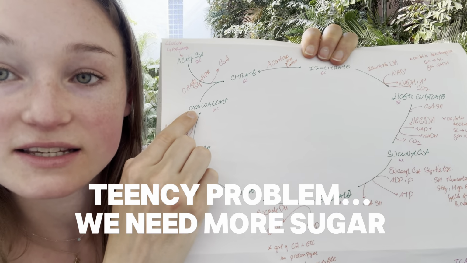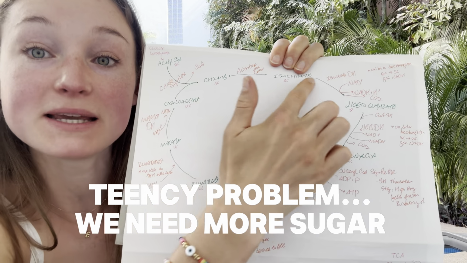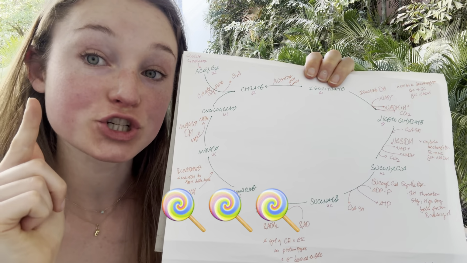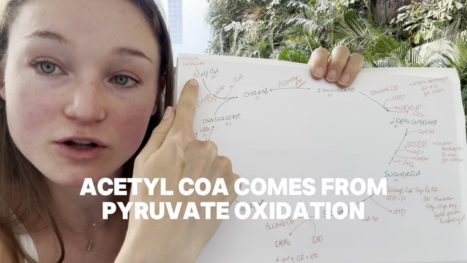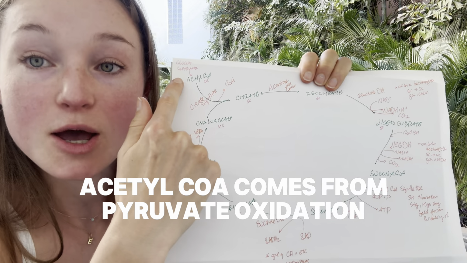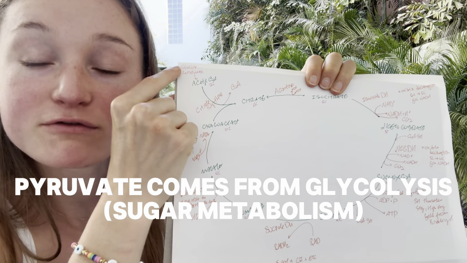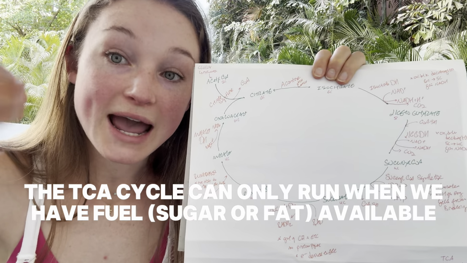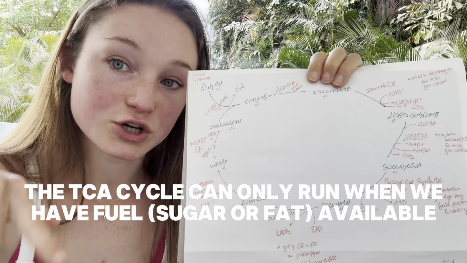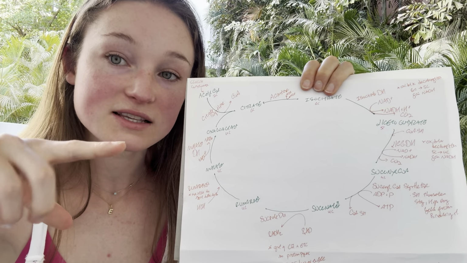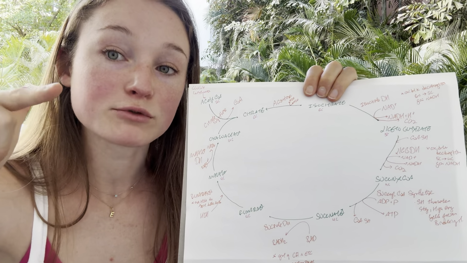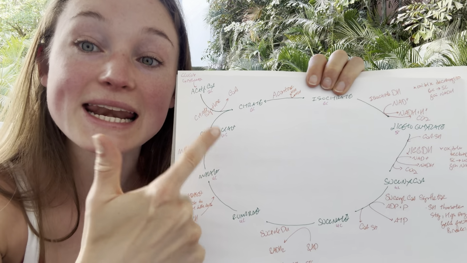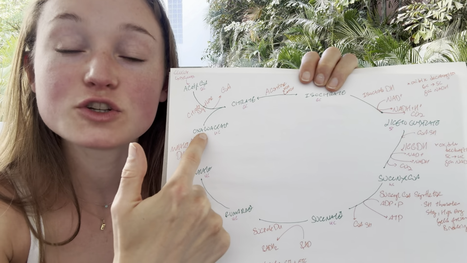Now we have oxaloacetate. We cannot spin this cycle again until we have citrate. This is where sugar is really important, because this acetyl CoA comes from pyruvate. Pyruvate comes from glucose from the process of glycolysis. So you eat sugar, sugar enters your cell, you send that sugar down the metabolic pathway of glycolysis, and you get pyruvate. Pyruvate is then processed into acetyl CoA. Acetyl CoA now combines with oxaloacetate to make citrate.